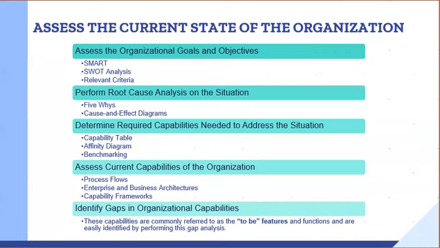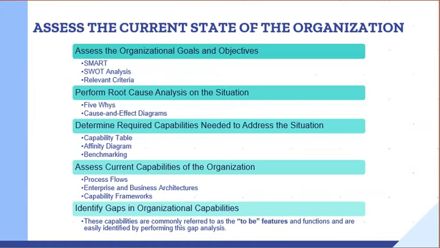Next is to determine the required capabilities needed to address the situation using the capability table, affinity diagram, or benchmarking. We also need to assess the current capabilities of the organization using the process flows, enterprise and business architectures, and capability frameworks. These are only examples of the analysis, but any organization can use other analysis tools to assess the needs of the organization.